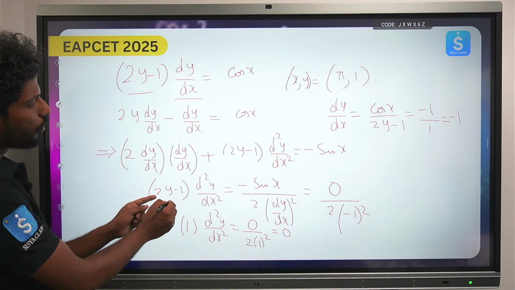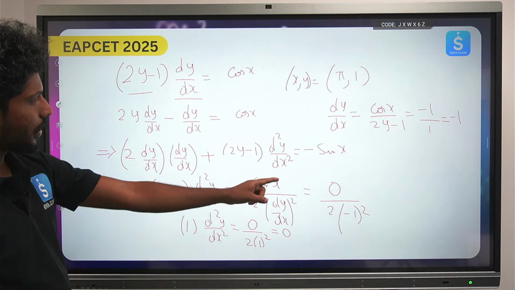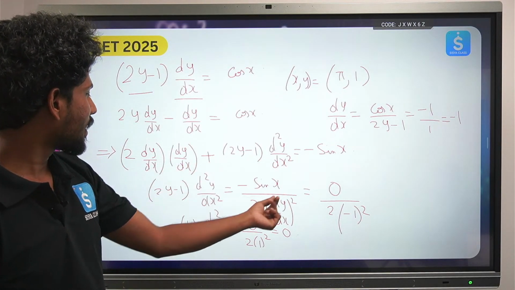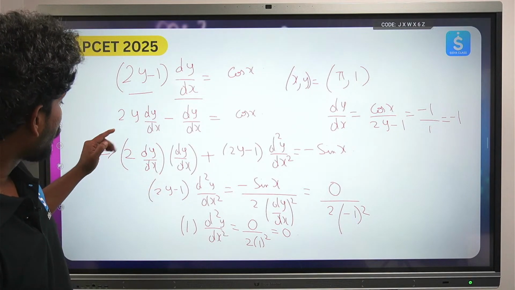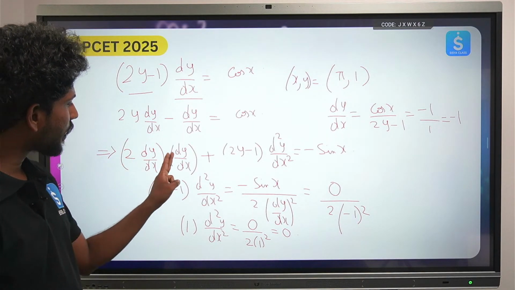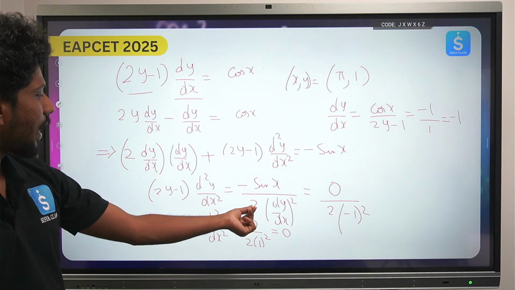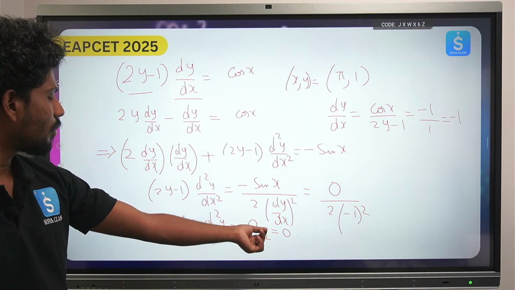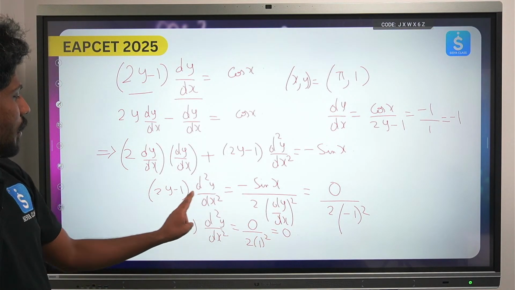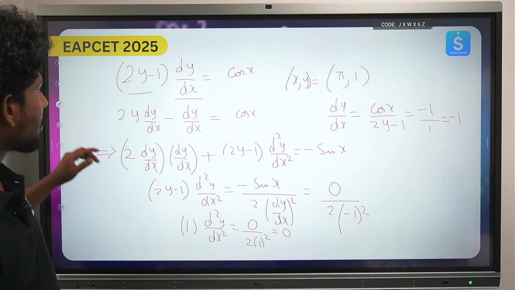And now 2y minus 1 into d square y by dx square is equal to minus sin x by, bringing everything over, dy by dx into dy by dx is dy by dx whole square, so it becomes minus sin x by 2 into dy by dx whole square, so ultimately you get d square y by dx square equal to 0.